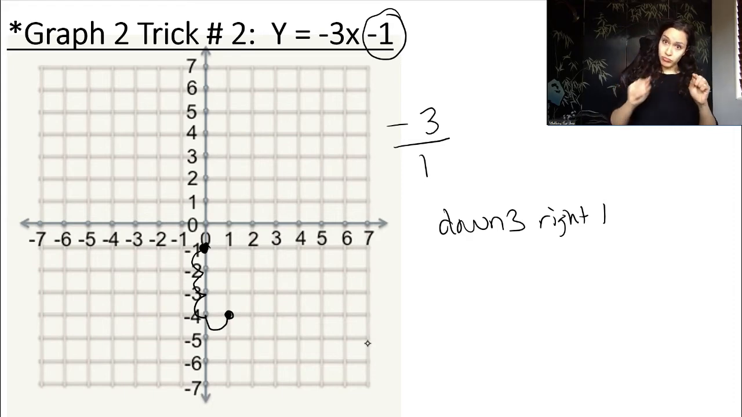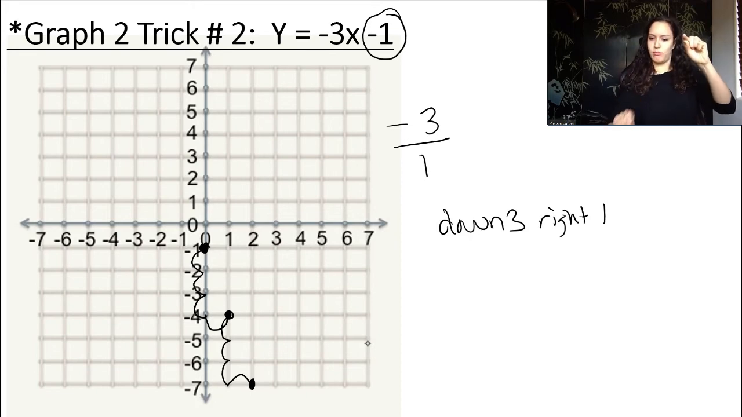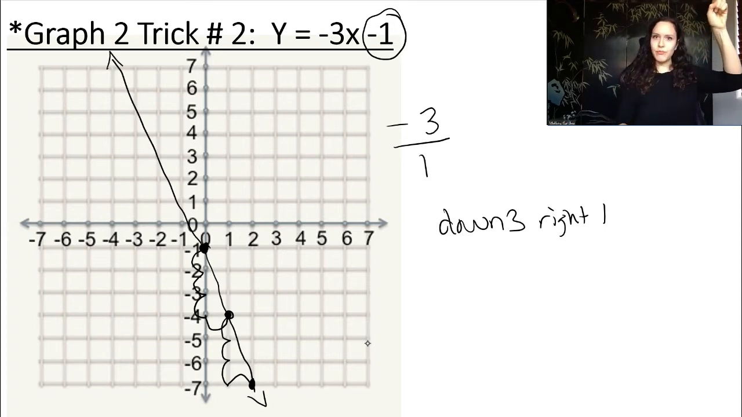Ooh, 2 points make a line. Now, I want to do more, though, to make it more accurate. So go down 3. 1, 2, 3 over 1. Okay. So now it's going to make, oops, that looks pretty curvy. Now it's going to make a pretty great line. Okay.